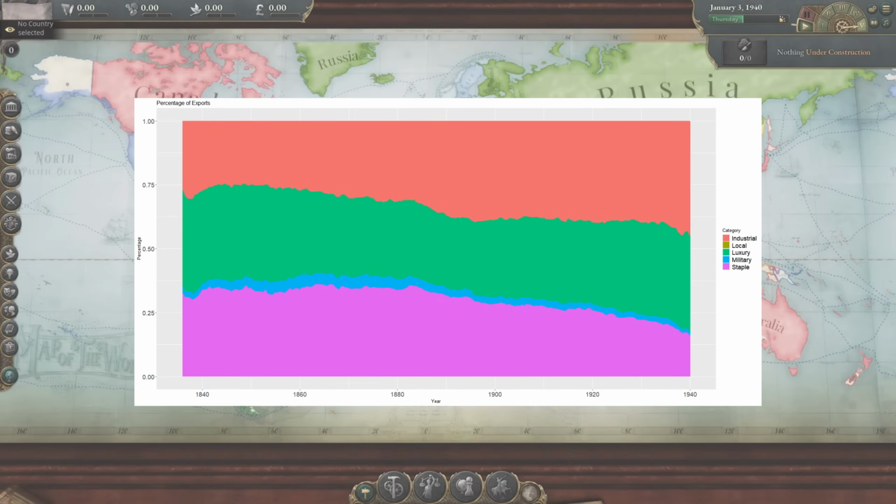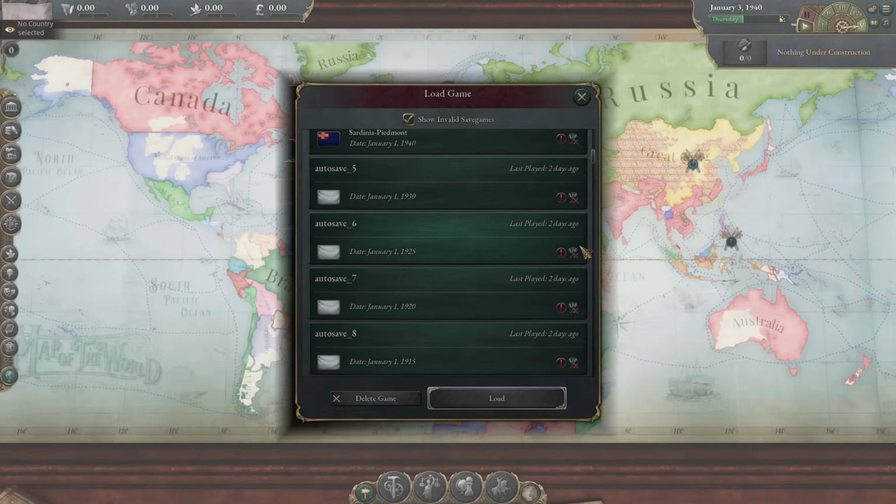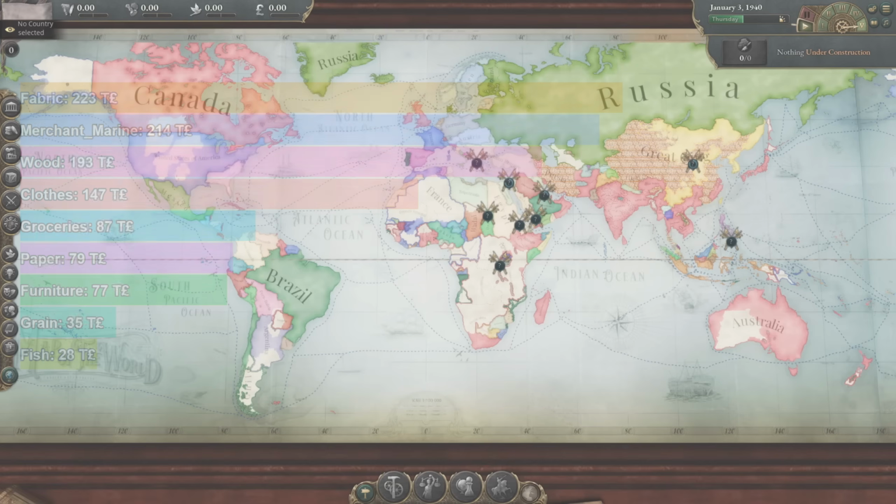This graph shows the percentage of exports on each good category over time by area. Military goods seem to be a somewhat small percentage over the whole time span, while staple goods become less important over time. Looks good to me. Now we dive into the world market in 1940. I use 1940 and not 1936 because of autosaves.